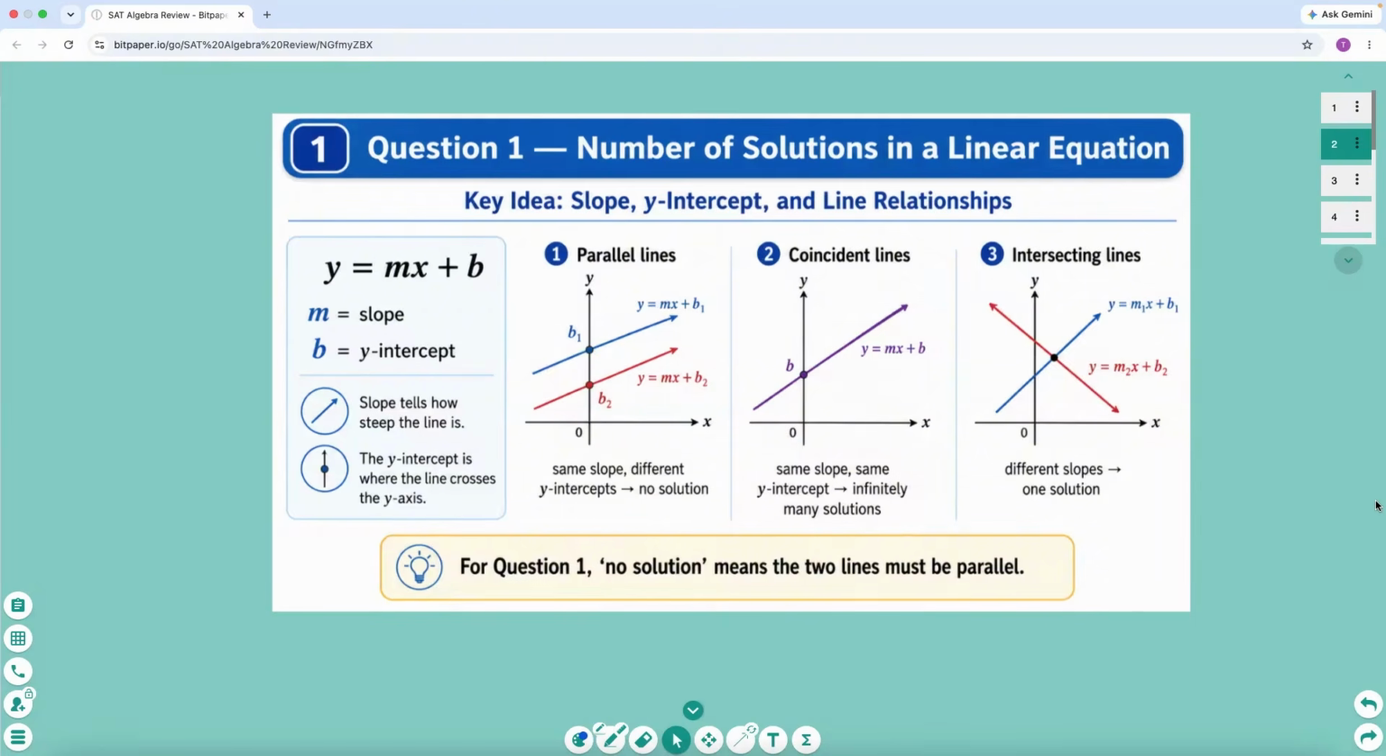Before we continue, remember this key idea. In y equals mx plus b, m is the slope and b is the y-intercept. If two lines have the same slope but different y-intercepts, they are parallel, which means no solution.